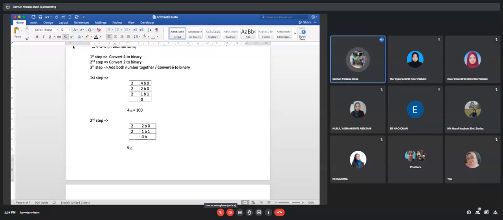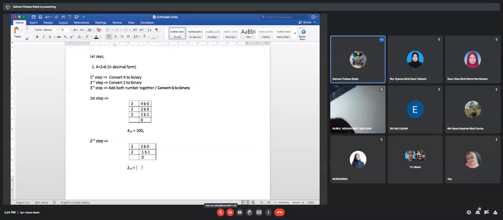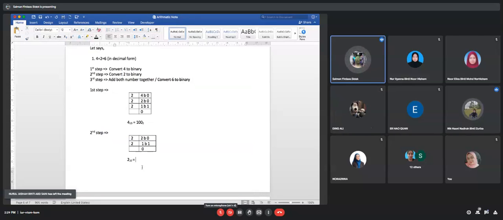So 6 base 10 equal to 110. Sorry, it's not 2, it's 6. No, 2, okay. So 2 equal to 10 base 2. Don't forget to write the base.